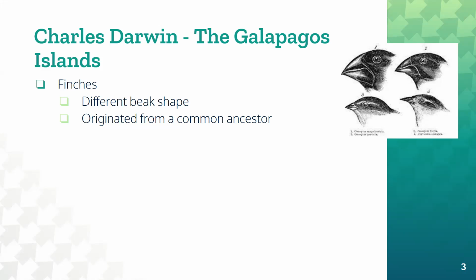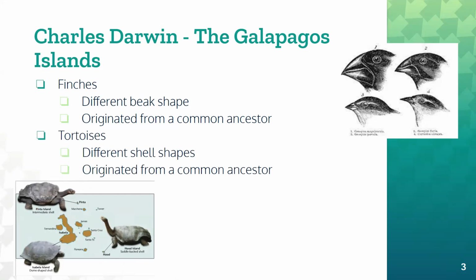He also studied the tortoises on the different islands. As he studied them, he found that the tortoises had different shells, just like how the finches had different beaks. So he came to the same conclusion that the tortoises descended from a common ancestor.